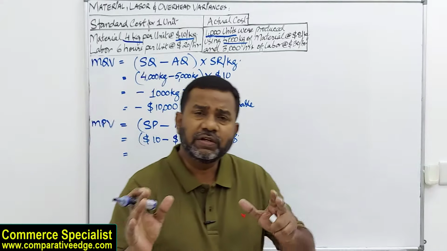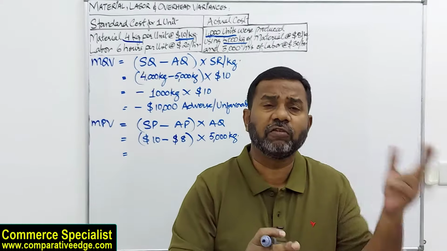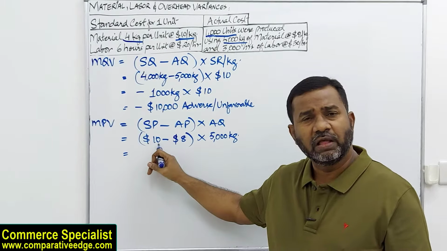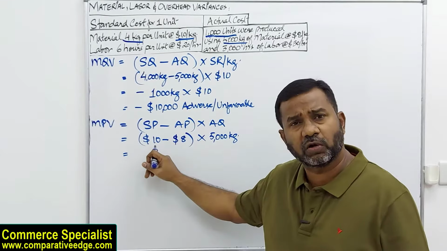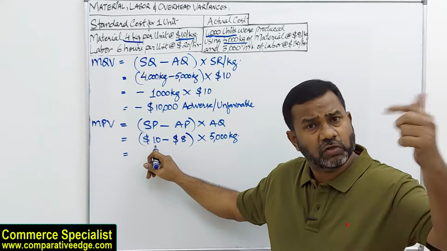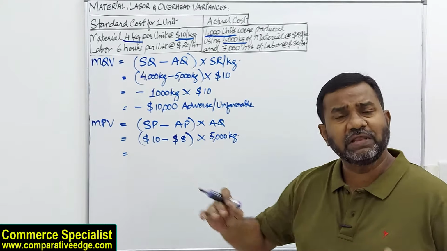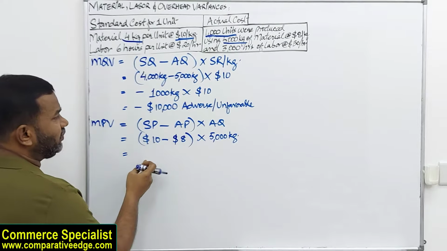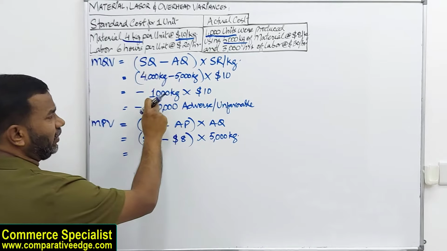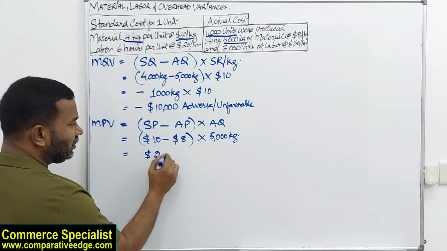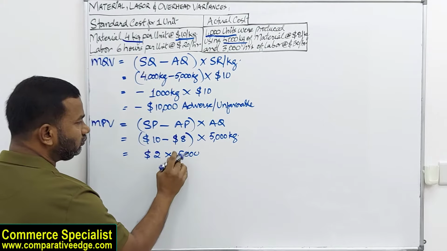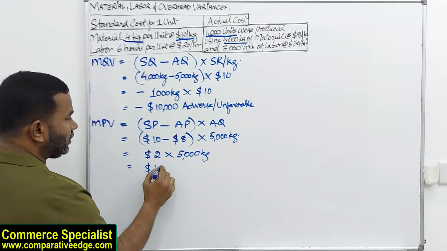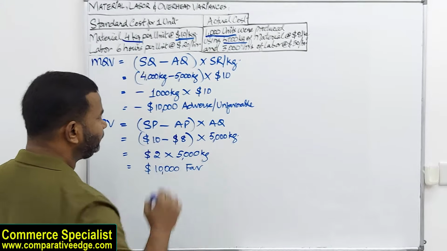Now look how to decide whether it is an adverse, unfavorable variance, or a favorable variance. You have to look at what is the standard price. The company was all set to pay $10 per kilogram when they buy material. But when they actually bought material, they paid only $8. That means they saved. So if you're saving, it has to be a favorable variance. And look at the sign mathematically. 10 minus 8 is positive. But here, 4 minus 5 was negative 1,000. 10 minus 8 is positive $2 into 5,000 kilograms. So you get 10,000, which is a favorable variance.